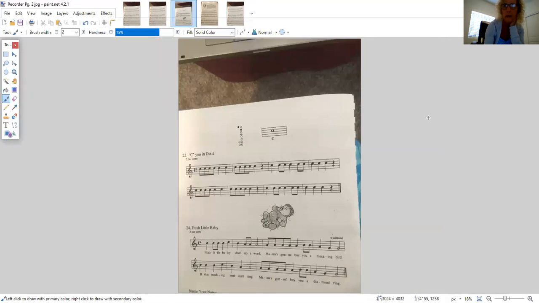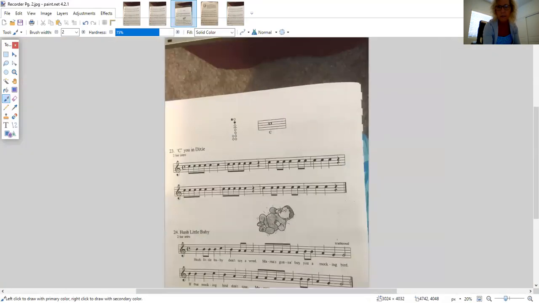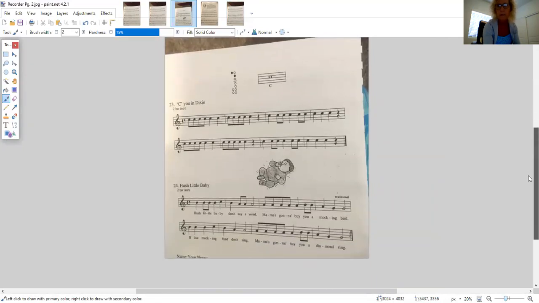Good. This is the one I wanted. Doesn't always happen that way. Let's see if I can make it a tiny bit bigger. Not too much, a little bit. Okay, and I'm going to move it up a little bit so we can see it.